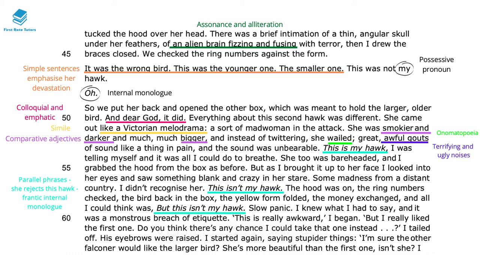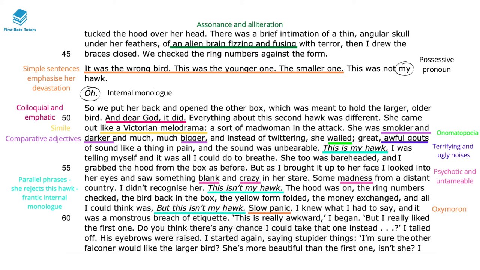And these parallel phrases, which are fairly similar, the only difference being, initially she mentions, "This is my hawk," and then she rejects this internally, "This isn't my hawk, but this isn't my hawk." She shows that she's rejecting this hawk and she's becoming really frantic that she won't be able to take the other hawk, which she felt an instant connection with. Also, she describes how this hawk seems quite psychotic and to some degree untamable. She says that it had a blank, crazy stare and some madness from a distant country. Again, this emphasizes that she feels that this hawk is really not aligned with what she's seeking.